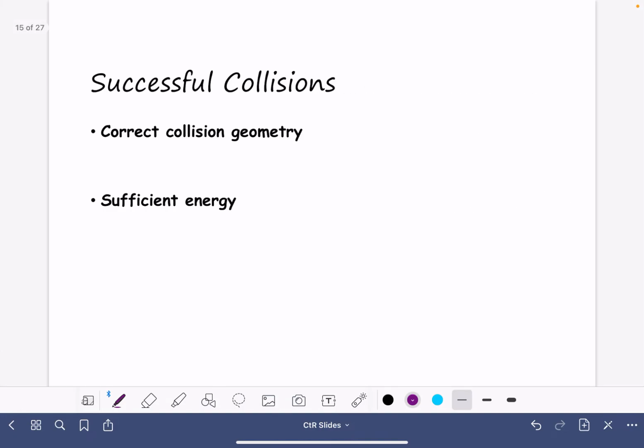So in summary, the successful collisions have to have correct collision geometry and sufficient energy. And the ways we can increase the likelihood of successful collisions are through the things we've discussed: concentration, pressure, temperature, and particle size.